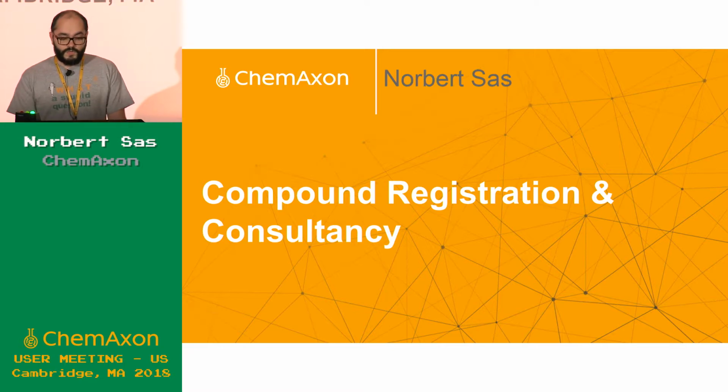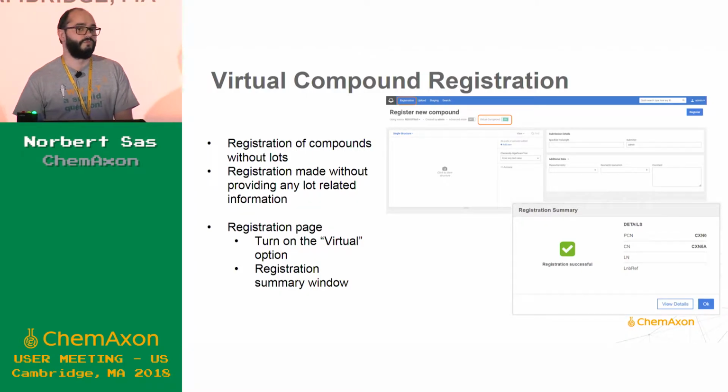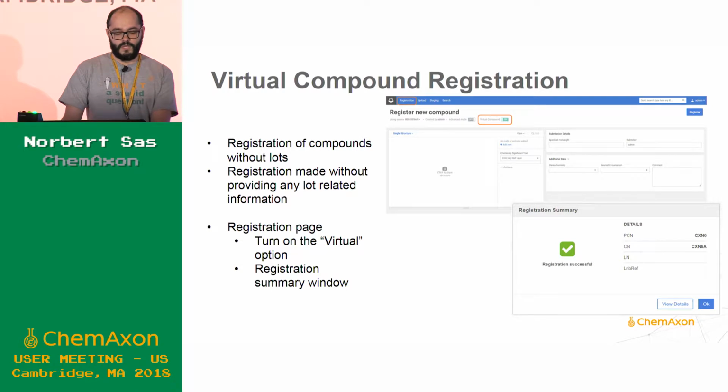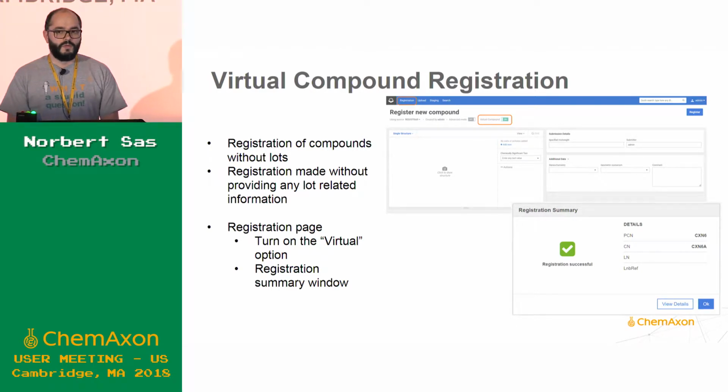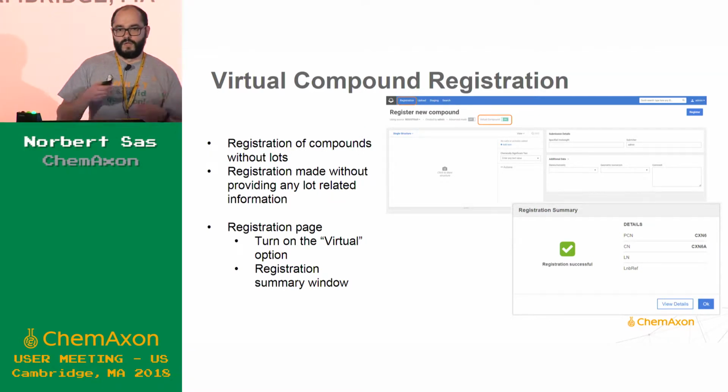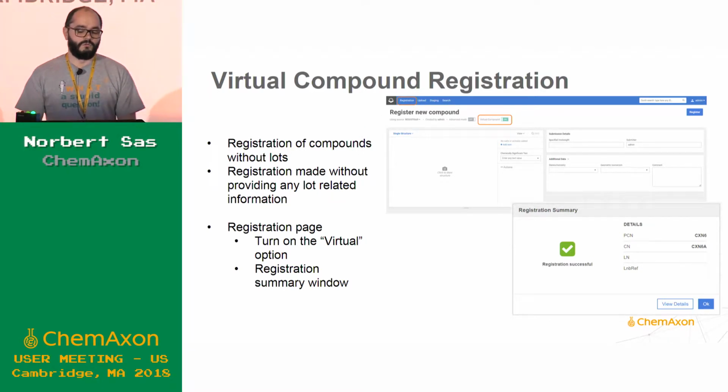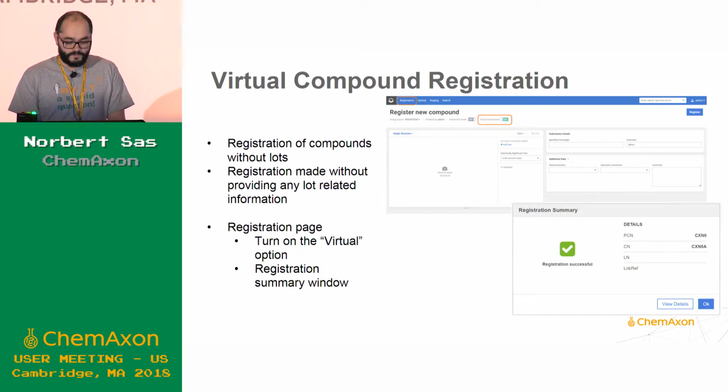One of those features is visual compound registration, which serves the concrete problem of having an idea, having a structure, having some already pre-calculated physicochemical properties of the molecule, but it has never actually been synthesized, and you already want to assign it a company ID. You want to put it in the registration, in the pipeline of the drug discovery. This is what visual compound registration is capable of giving you in the compound registration system.